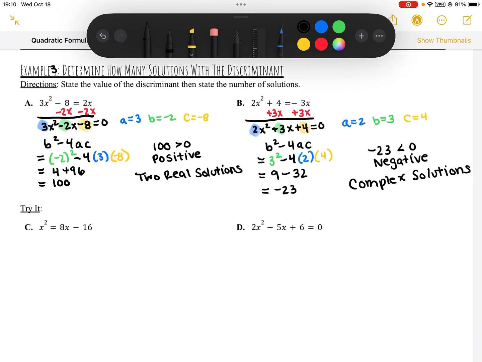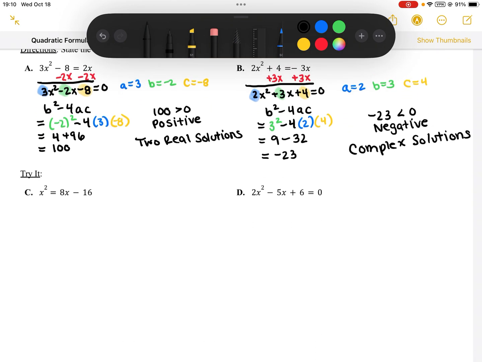There are two try-it problems for you to do, C and D. So go ahead, take a moment, find the discriminant, and then state the number of solutions.